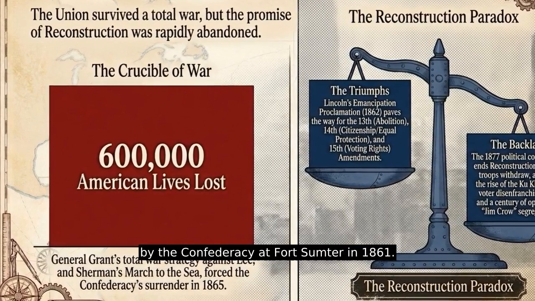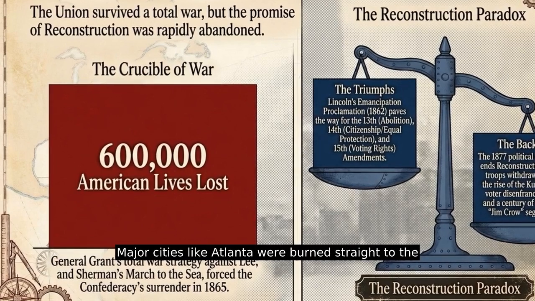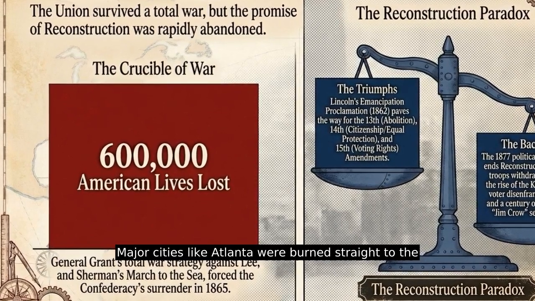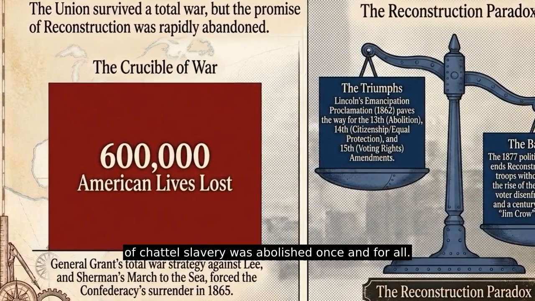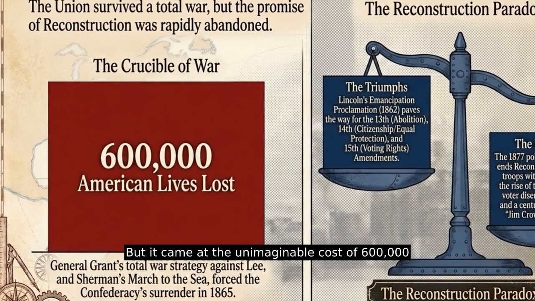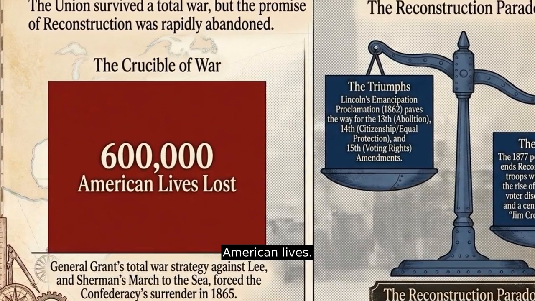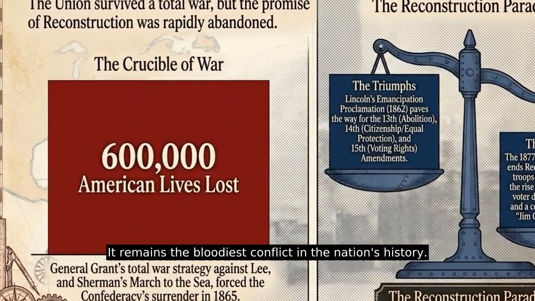What followed was 4 grueling years of total war. Major cities like Atlanta were burned straight to the ground. Ultimately, the Union was preserved, and the horrific institution of chattel slavery was abolished once and for all. But it came at the unimaginable cost of 600,000 American lives. It remains the bloodiest conflict in the nation's history.